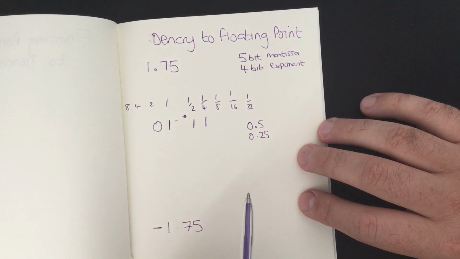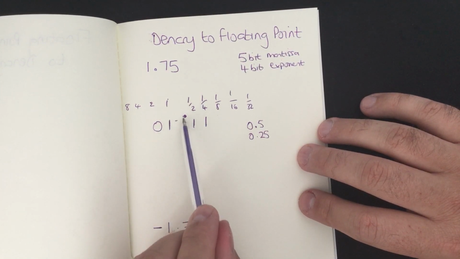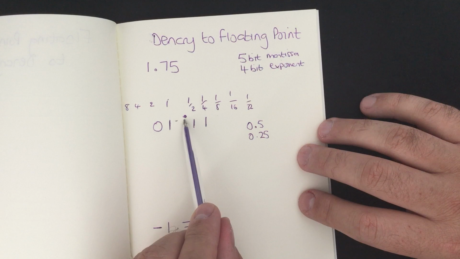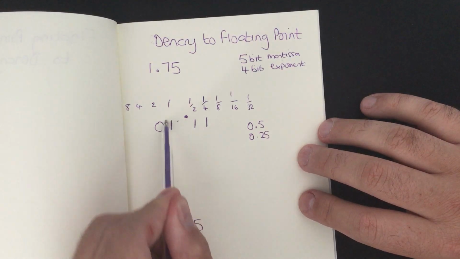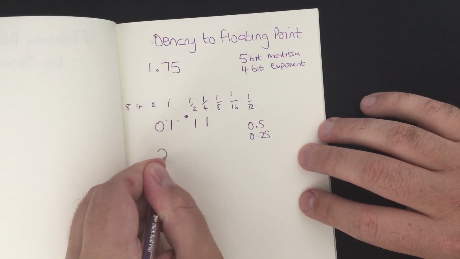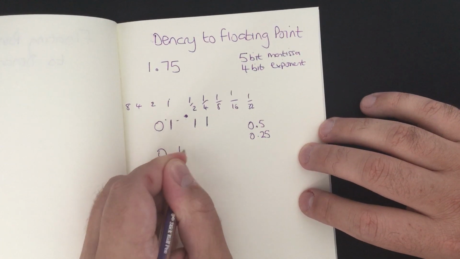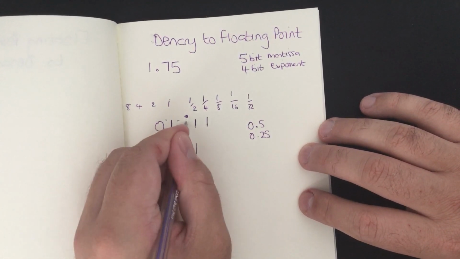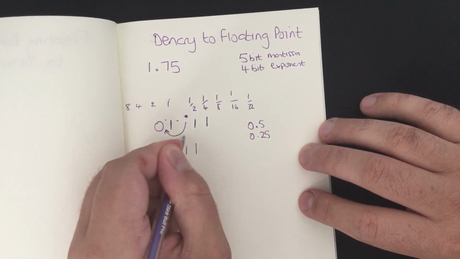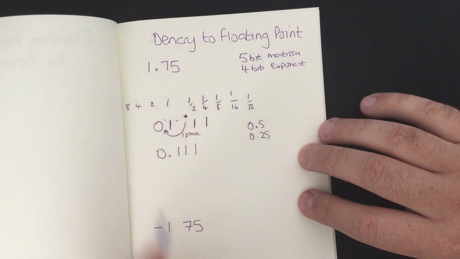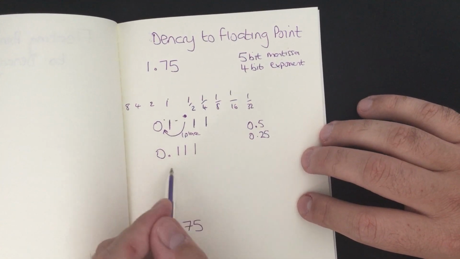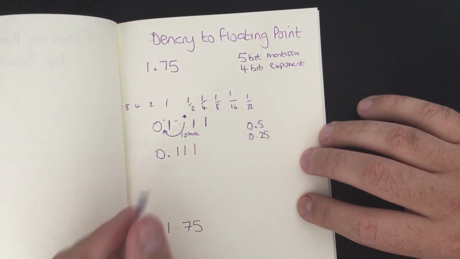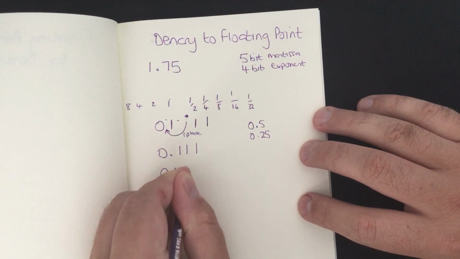The next step is to move this binary point to be before the first one. So I need to move it to here. I'm going to write out my number again, 0.111. So I've moved this binary point 1 place. So this is almost my mantissa done. I then just need to get rid of the binary point, so 0, 1, 1, 1.